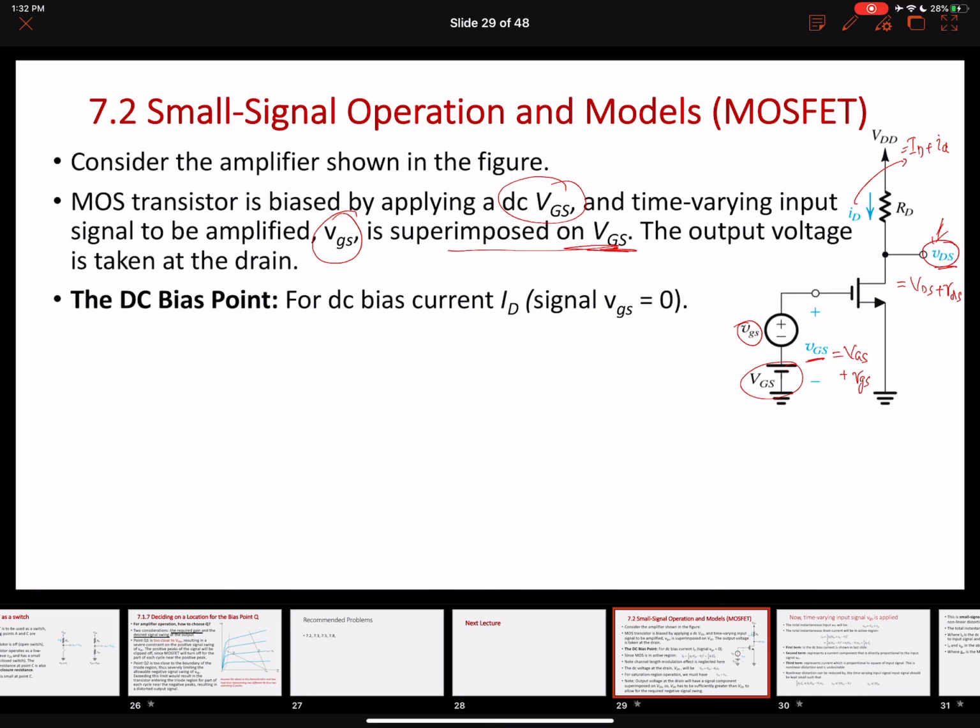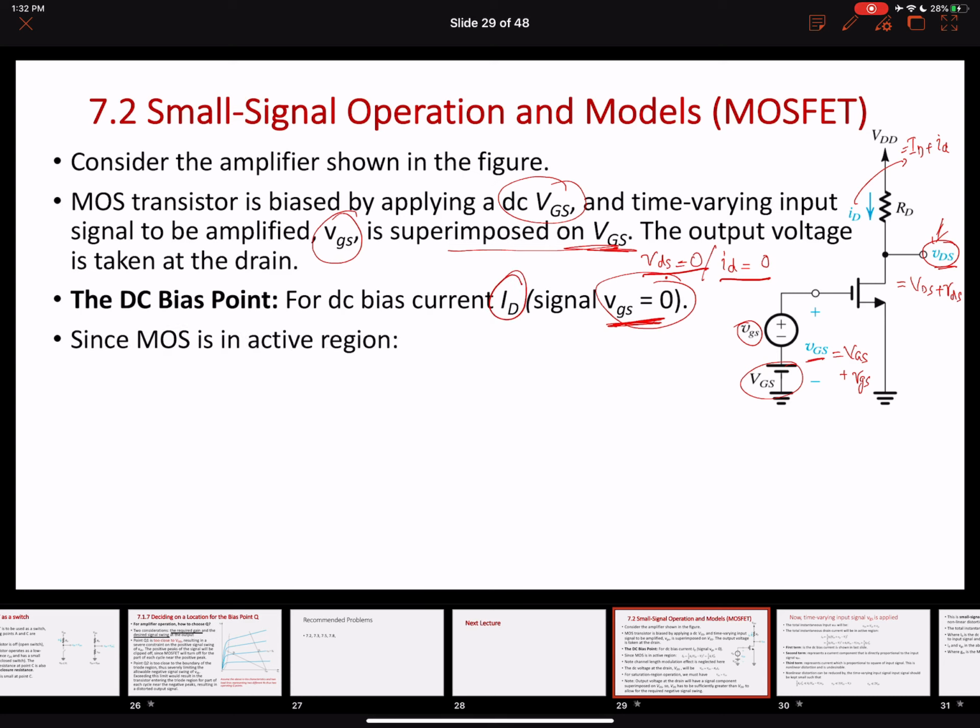For only the bias voltages, we will assume that the time varying component is 0. If the time varying component is 0 for the bias voltages, our time varying output voltage will be 0, and the time varying drain current will also be 0, right? Again, this is the time varying drain current, time varying output voltage, time varying input voltage. They are all 0 because we are just considering the bias voltage over here.